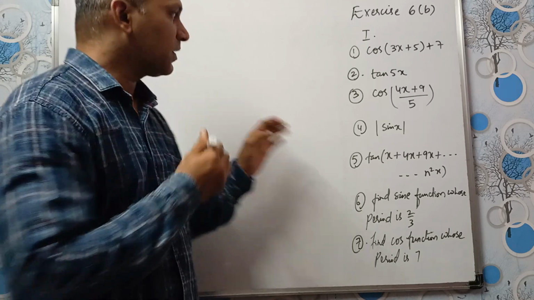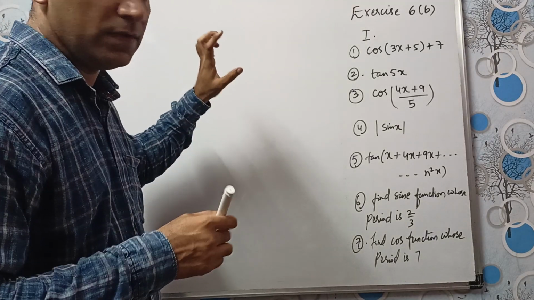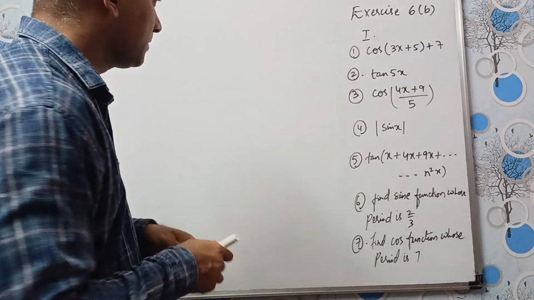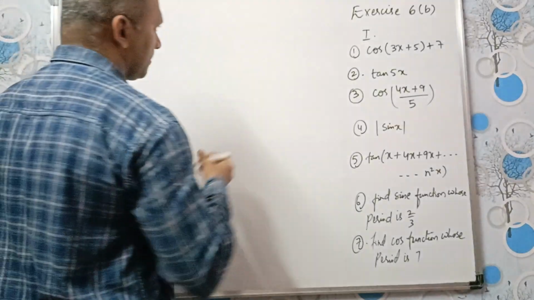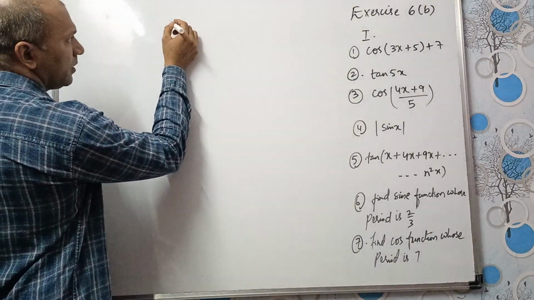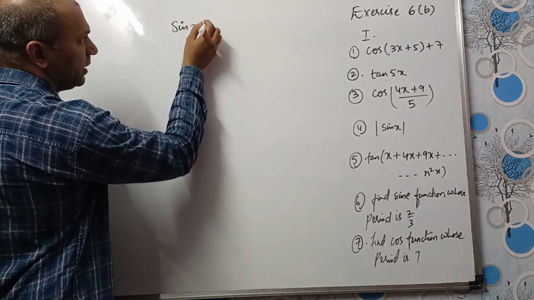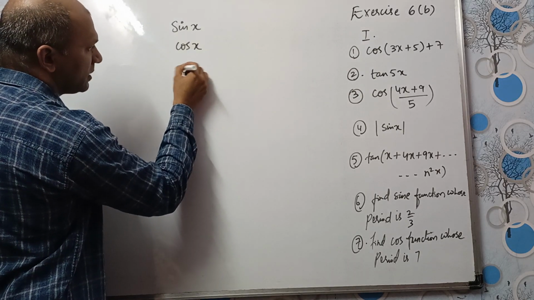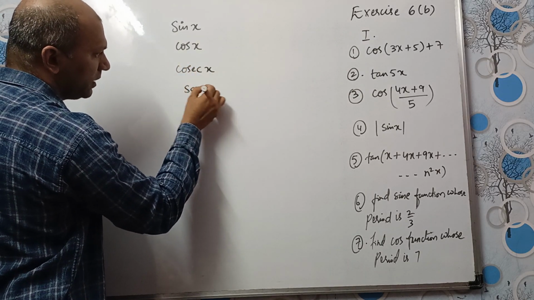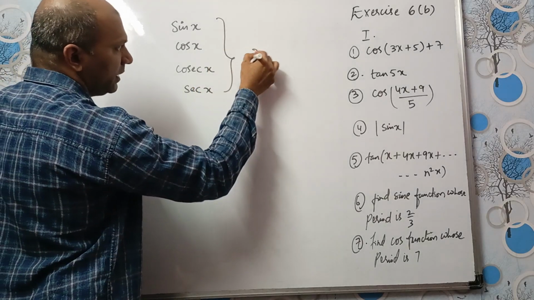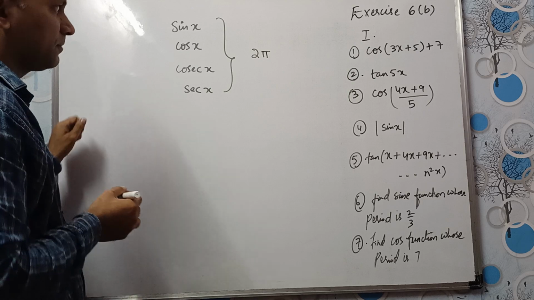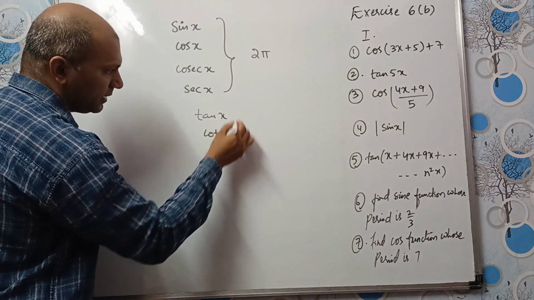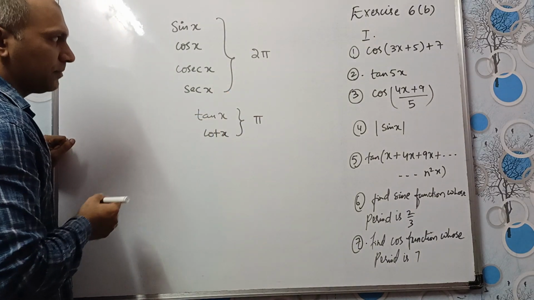In the 6th video, we drew the graphs, we found the periods of trigonometric functions, we learned what a periodic function is, and we learned different forms of graphs. What did we learn in the previous video? We learned that the period of sin x, cos x, and their reciprocals, cosecant x and secant x, is 2 pi, and the period of tan x and cot x is pi.